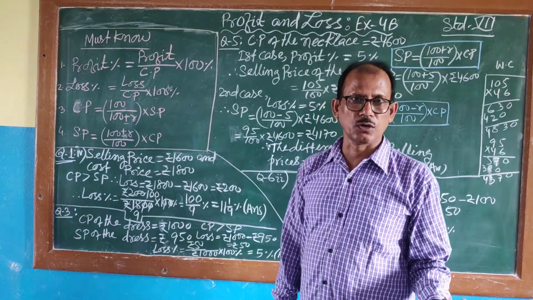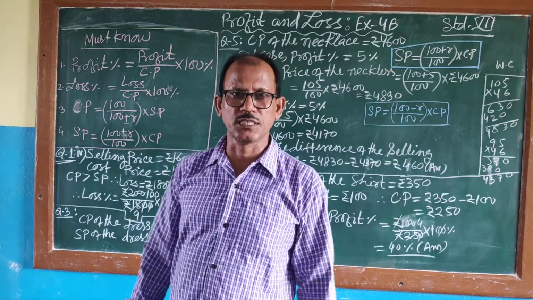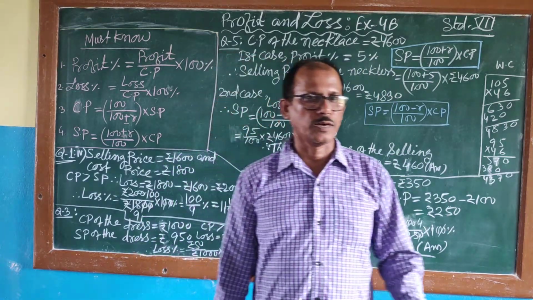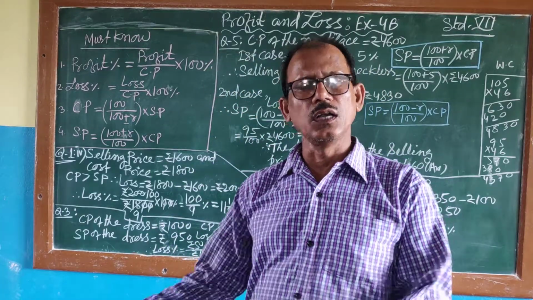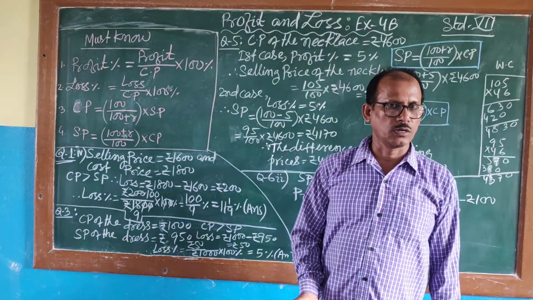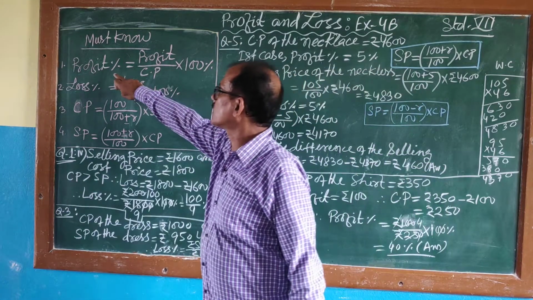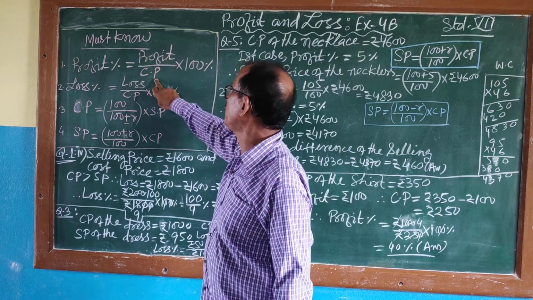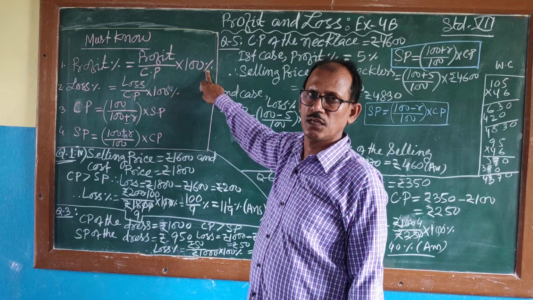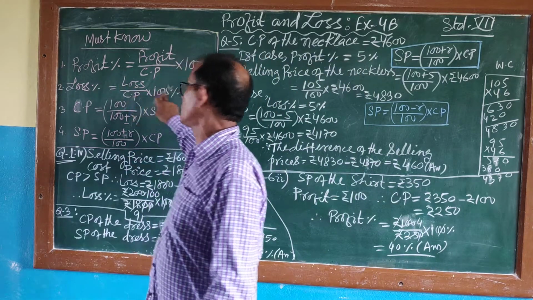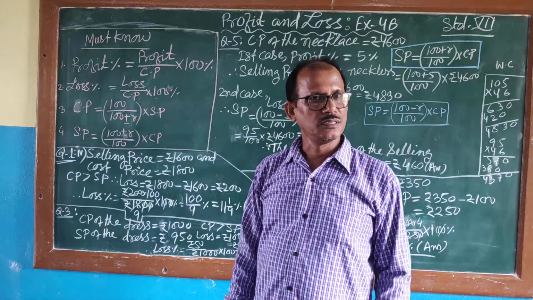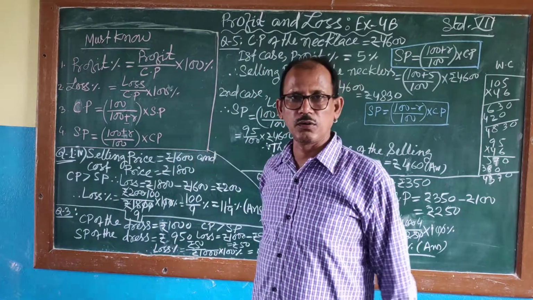Yesterday, one of the students of your class asked me, if SP is given, then how to find out the profit percentage. In that case, you have to find out CP, and only then can you find out the profit percentage. So the profit percentage formula is profit divided by CP into 100%. Understood? Similarly, loss percentage will be loss divided by CP into 100%. There is no doubt.